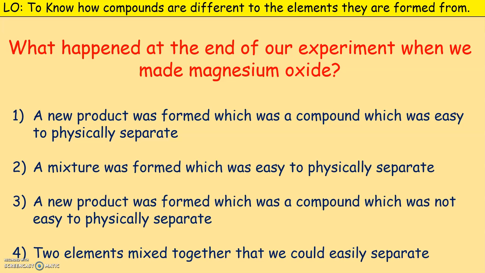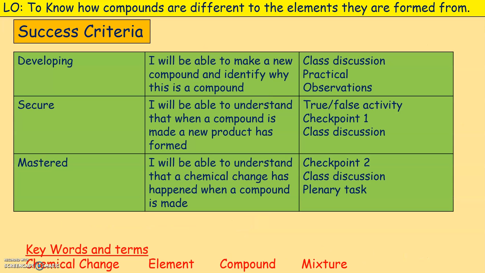A new product was formed, which was a compound which was easy to physically separate. A mixture was formed, which was easy to separate. So which one is actually our answer? Now, the answer is actually 3. Okay. Because the answer is actually a new product was formed, which was a compound, and it was not easily separated physically, if I'm making sense.